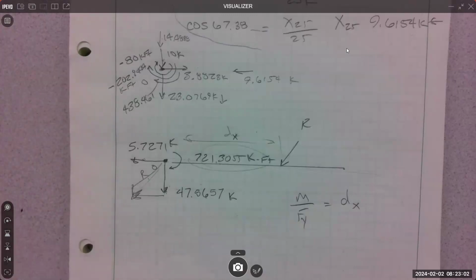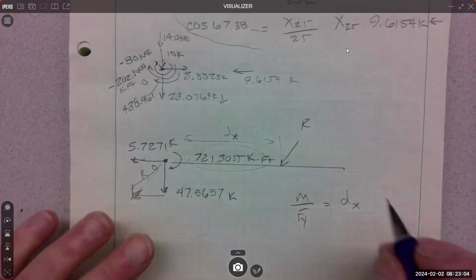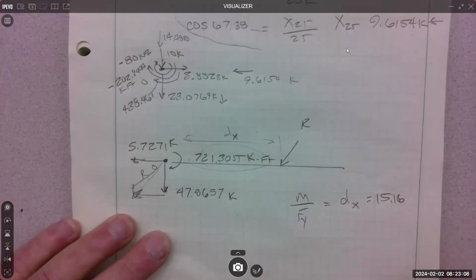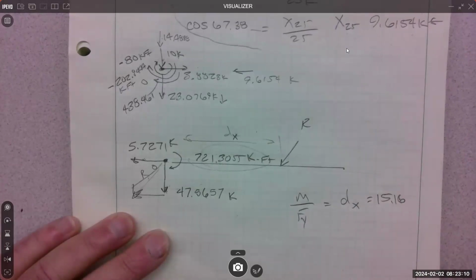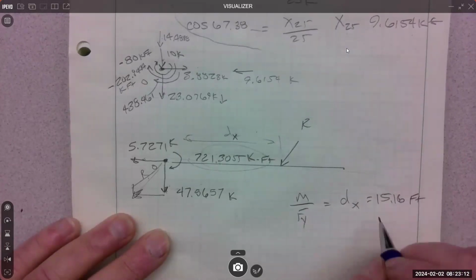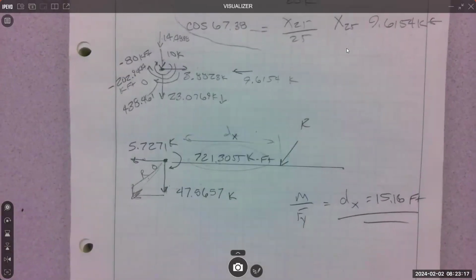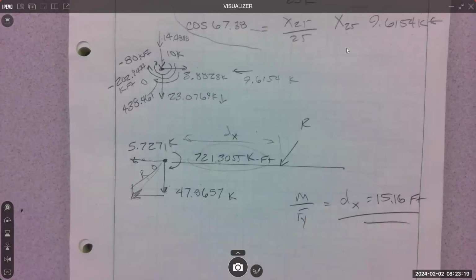It's out there 15.16 feet. I think that's rounded correct. Yeah, 16 feet. That's where R is. So that's a tricky step. You've got to do that one a few times to get full comprehension of what's going on here.